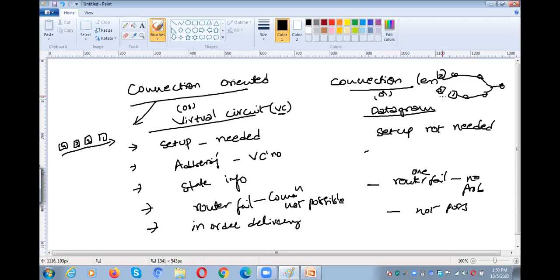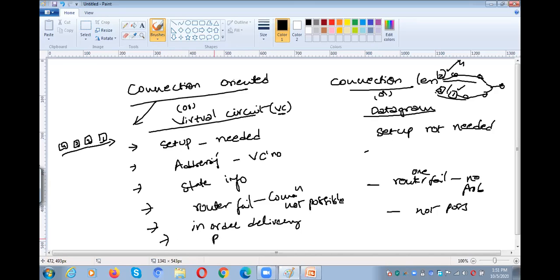So 1, 2 are following one direction, and the third packet is following another direction. So in-order delivery might not be possible in the case of connectionless service. Here, with in-order delivery, the receiver will receive the first packet, then the second packet, then the third packet, and then the fourth packet. But in the case of connectionless service, in-order delivery is not possible. The receiver may receive the third packet first, then the first packet, then the fourth packet, and then the second packet. Like that, the receiver may receive the packets not in order.